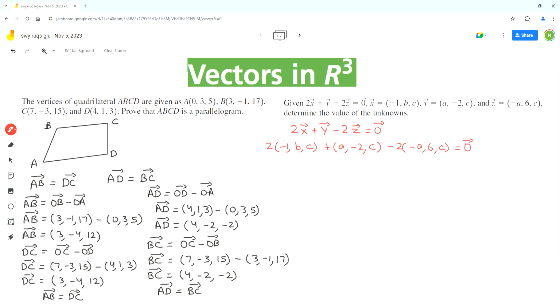Now we have to do the scalar multiplication. So we'll multiply the first vector by the scalar 2. So we'll multiply each component in the vector by 2. So the middle vector will stay the same. Now in the third vector, we'll do scalar multiplication. We'll multiply each component in the vector by 2.